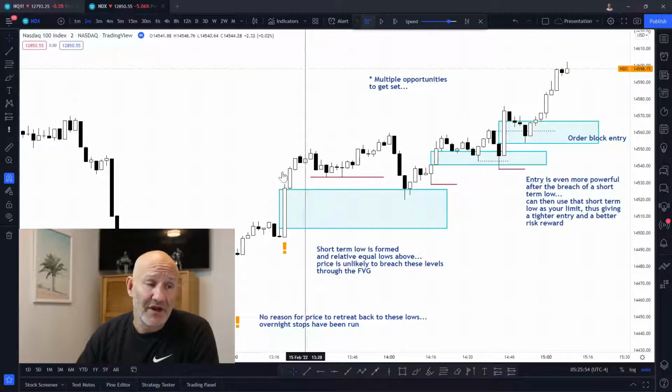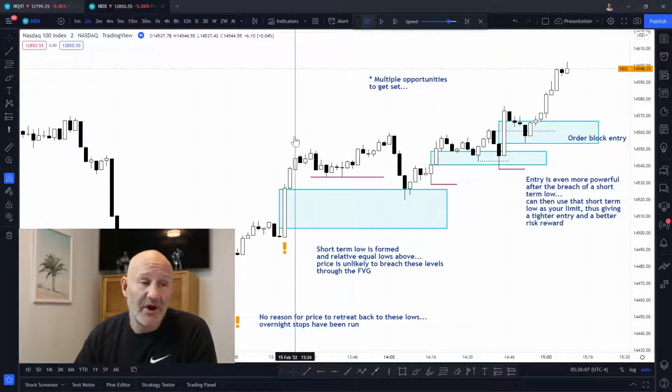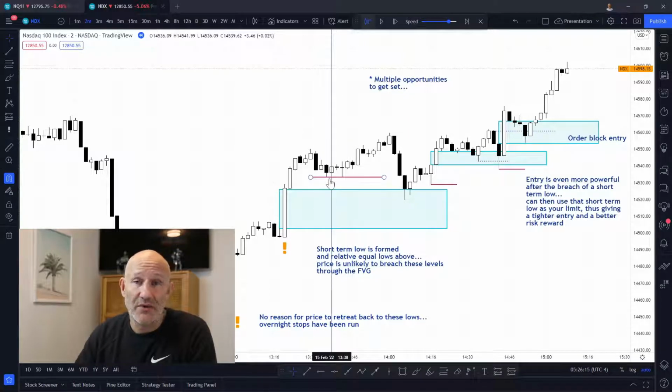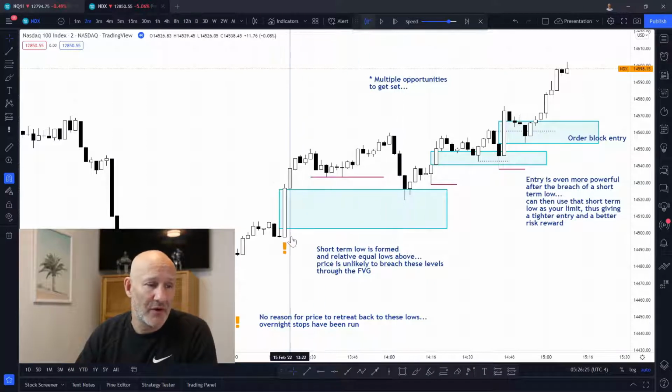So if we look at this first position here, we have this short-term low being formed and these relative equal highs formed above it. So again, price is unlikely to trade below this new short-term low, but it is likely to trade below these relatively equal lows because they're quite suspect. And you can see that's exactly what happens here. The market trades back into that zone. And again, our fair value gap, this is a bullish fair value gap, is formed between the first and the third candle, so the high of the first candle and the low of the third candle. And in this case, you would put your limit at the low of that third candle.